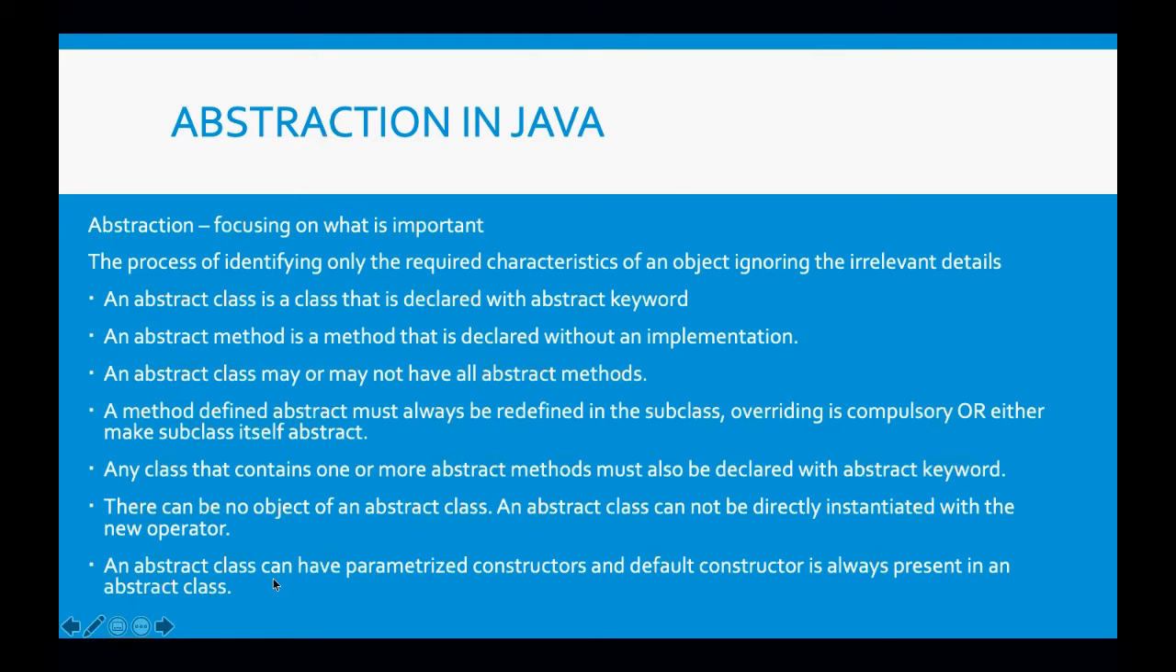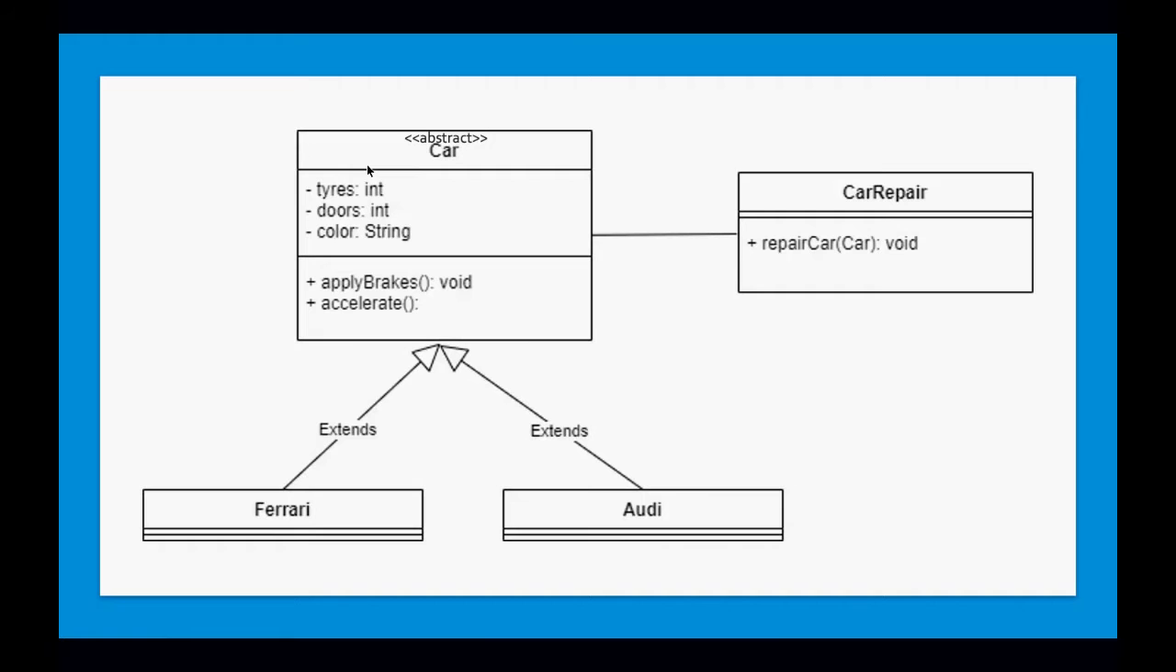An abstract class can have parameterized constructors, and a default constructor is always present in an abstract class. So an abstract class can have different types of constructors that can be implemented or defined further in the subclass. So abstraction happens in an inheritance relationship, so a parent and a child class. That's where abstraction takes place.